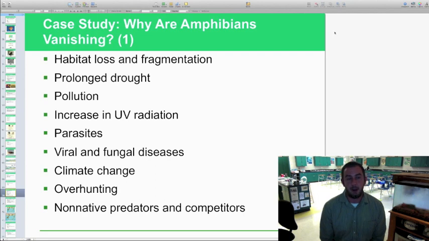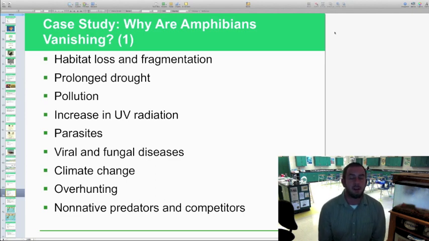They're very susceptible to water pollution. That's why they're a good indicator species. If they have increased UV radiation, that is a bad thing as well. When their skin is in more of an acidic environment, they can be more susceptible to parasites and viral and fungal diseases. And that can also happen if their temperature goes up from climate change, they're also more susceptible to viral diseases and parasites.